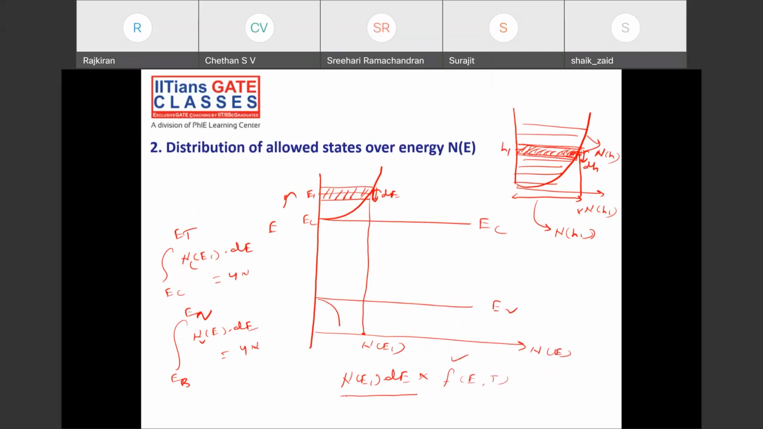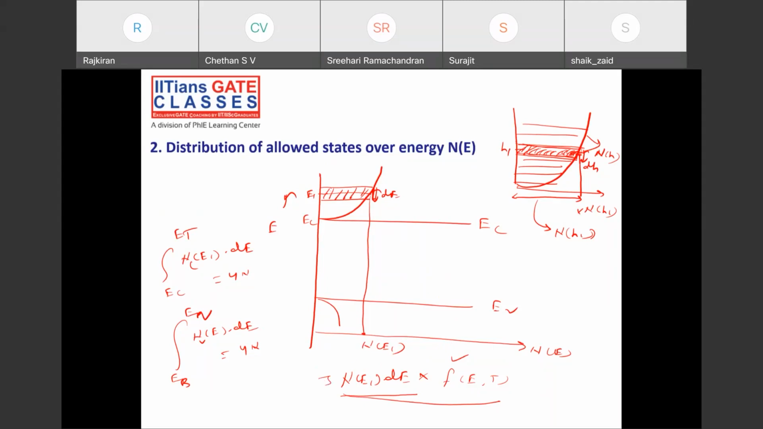Sir, actually, what is the need to find it in between states? See, what you want to find out is the total concentration in the conduction band, but how to get the total concentration?